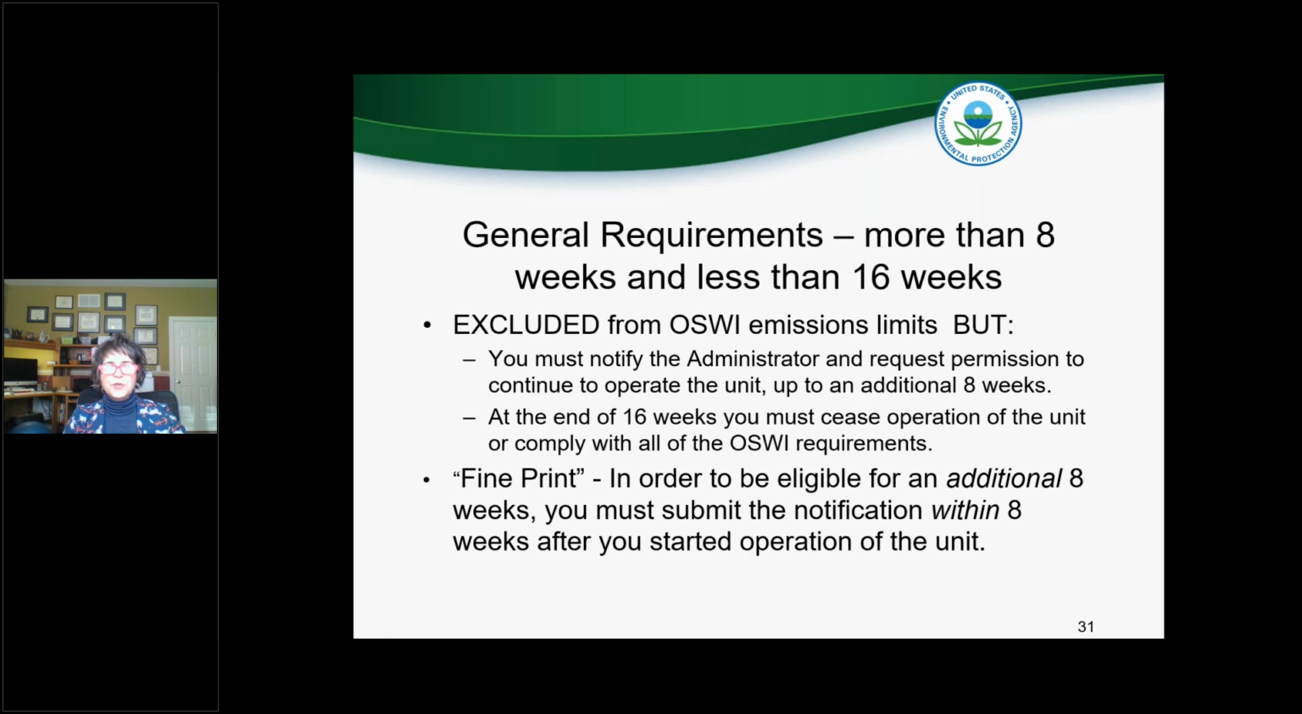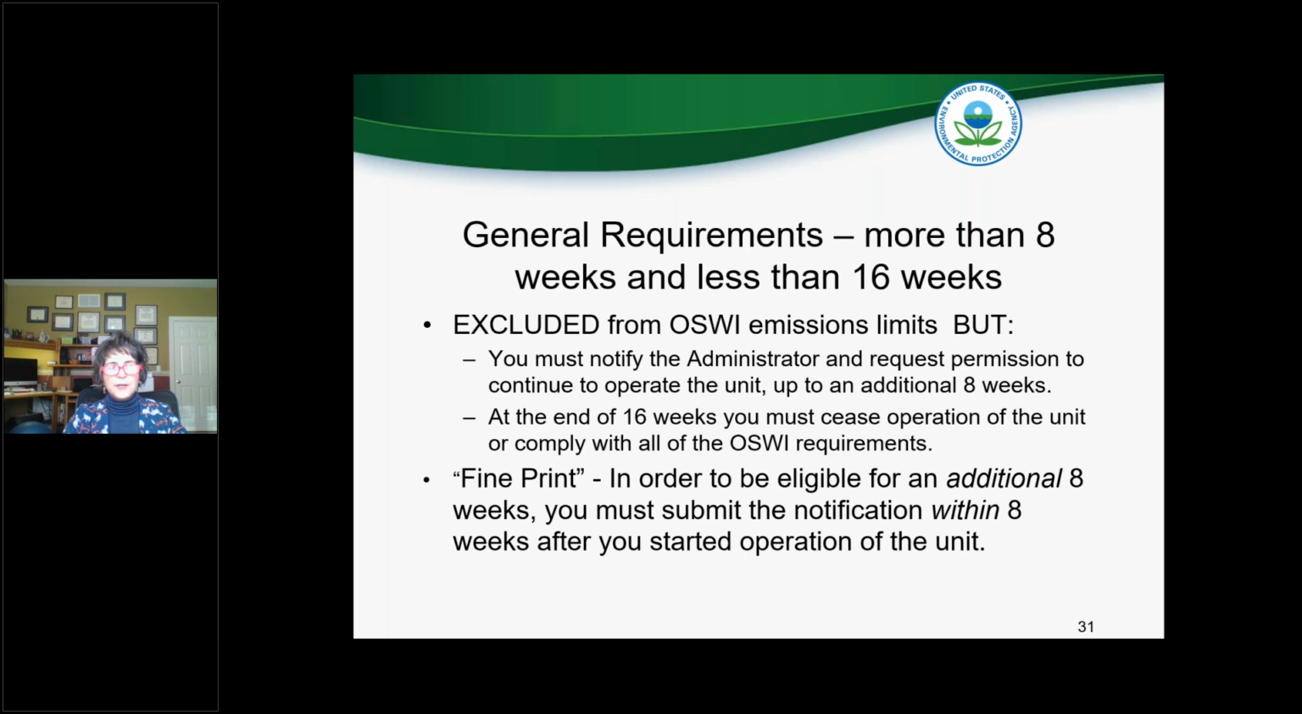So you do have an opportunity to use it more than 8 weeks and less than 16 weeks and continue to be excluded from the OSWI limits, but you have to notify in this case, whereas before you didn't have to do anything. You can use it for eight weeks without having to do anything except combust your debris in the incinerator. If you want to use it more than eight weeks, you can use it up to 16 weeks, but you have to notify the administrator and get permission to use it for 8 additional weeks.